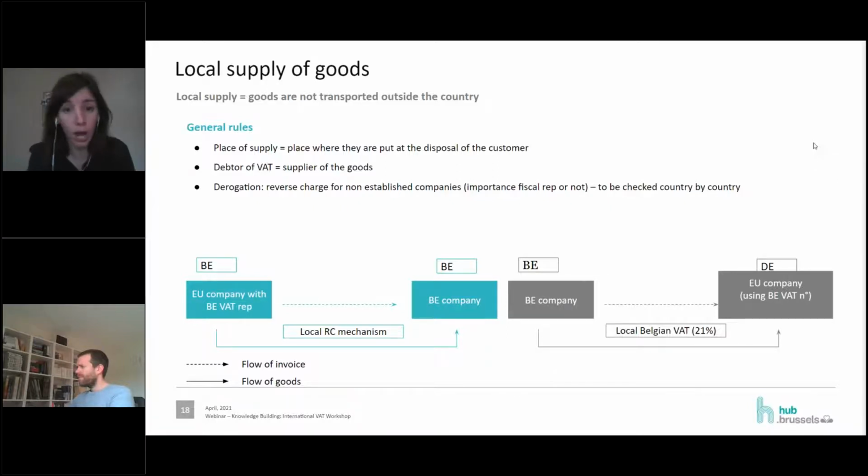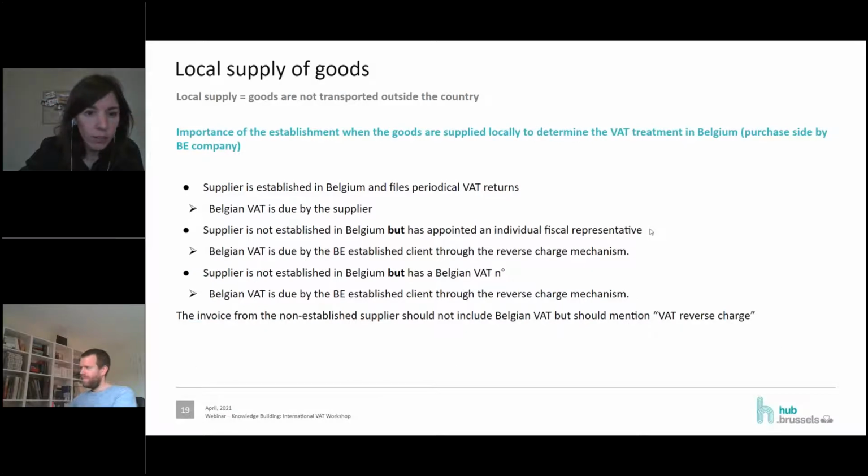It's simply, I would say, paying the VAT via the VAT return, and in principle, you are able to deduct it in the same VAT return. This is in most cases. There are also some other scenarios, and maybe we can move on to the next slide.